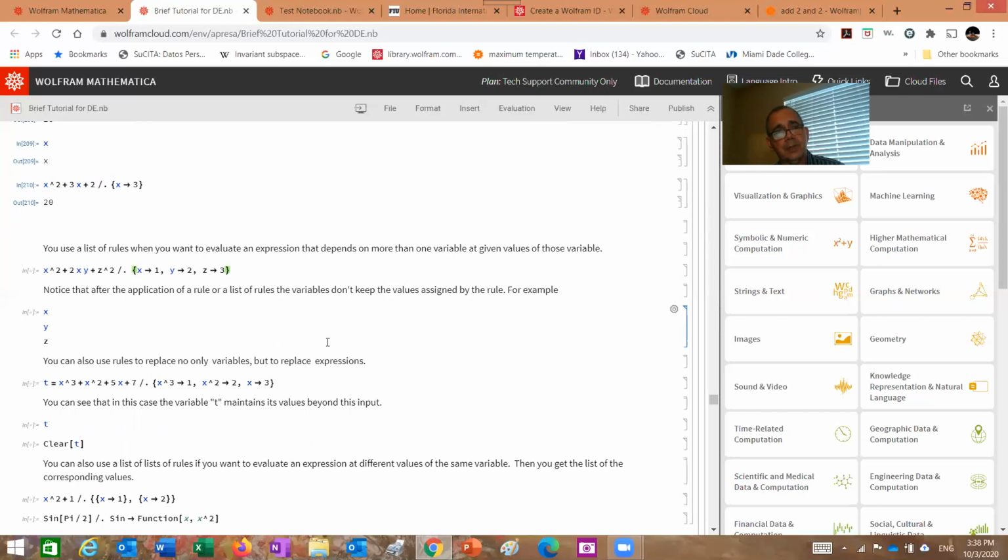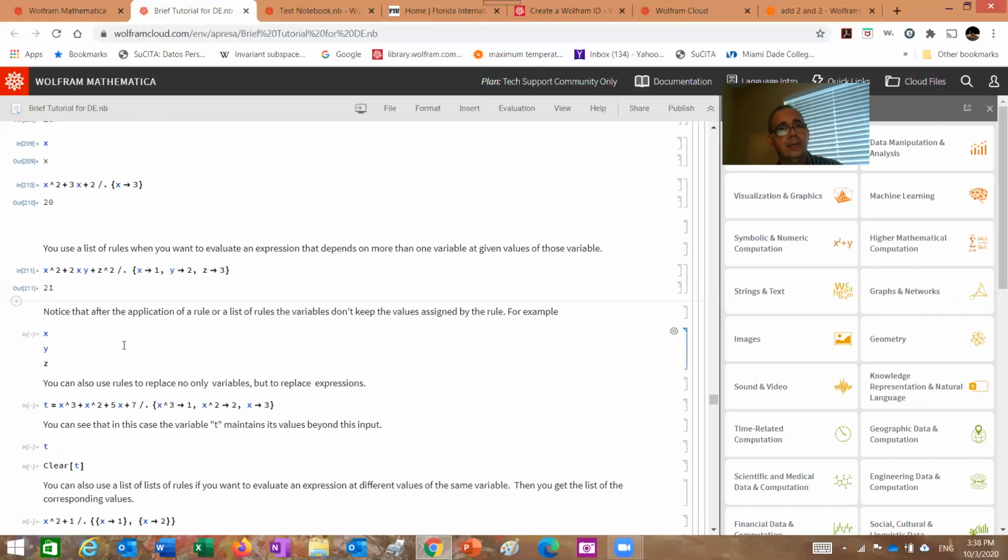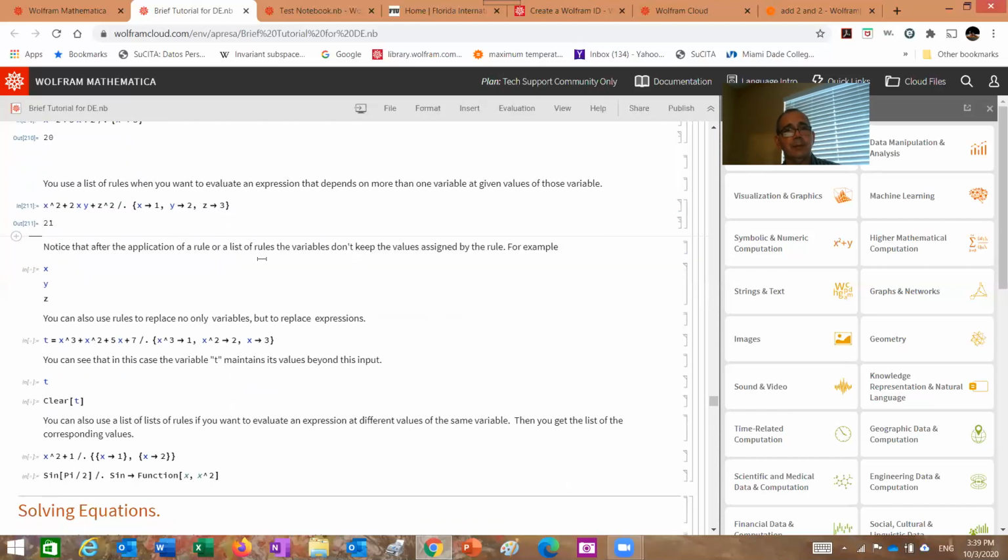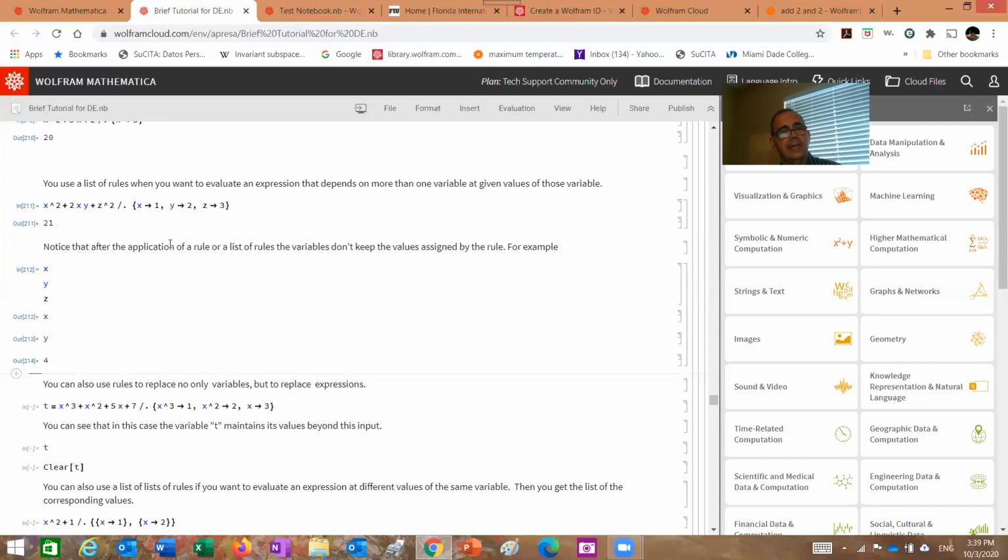So they replace in that expression the x by 1, the y by 2, the z by 3, and you get the resulting value here. If you check this by hand, you see that this is what you get. You replace the x by 1 and the y by 2 here, and the z by 3 here, and you end up with this value. And again, notice that after the application of this rule, the values of x and y don't change. In some cases, what happened with the value of z?